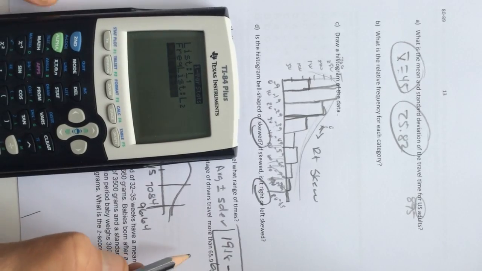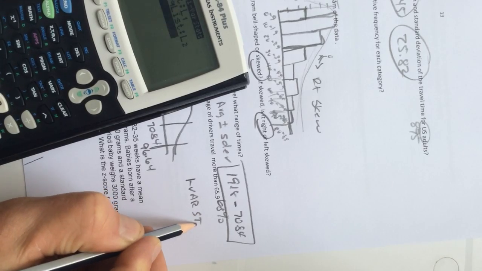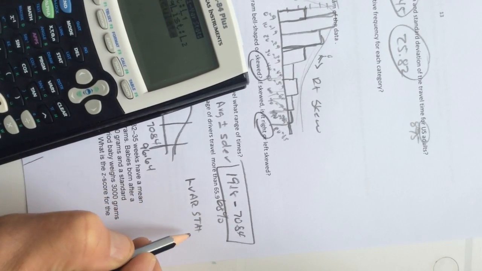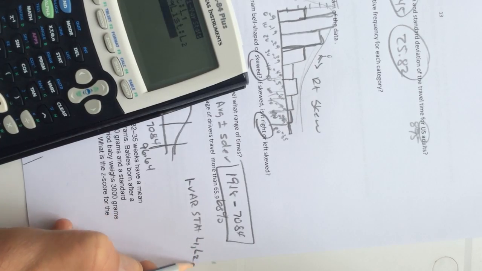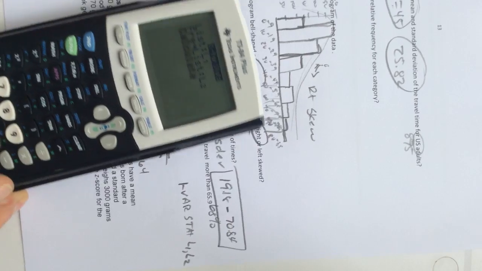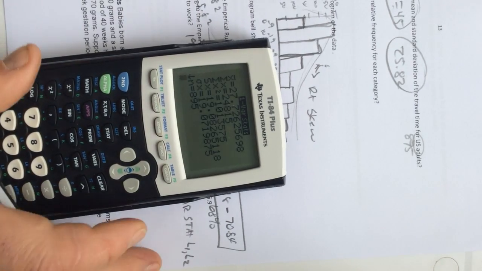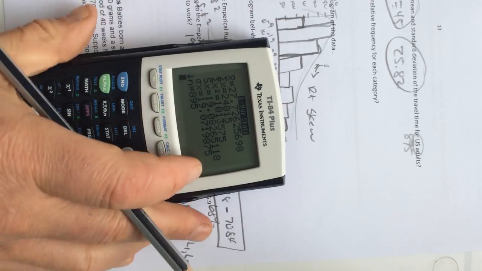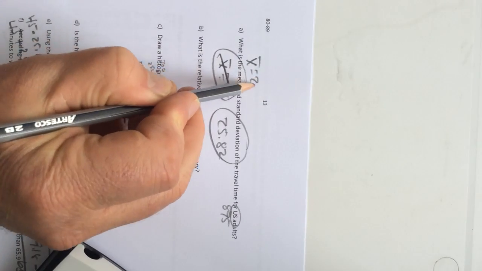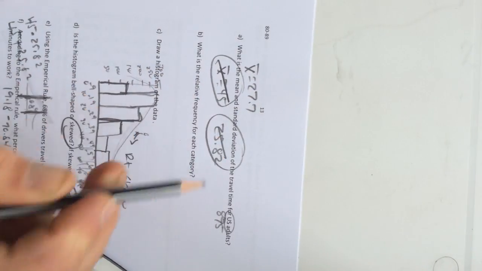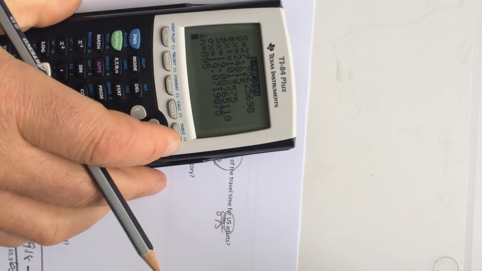So on yours, you'll say one variable stat, just like always. When you hit enter, and then when it asks for stuff, it's list 1, comma, list 2. Okay, there's the average. It was 27.7. And then the standard deviation is 19.1.